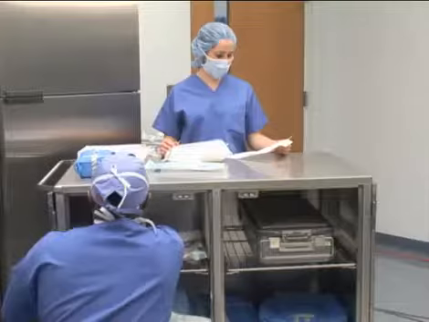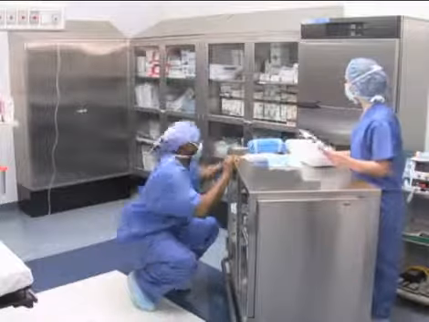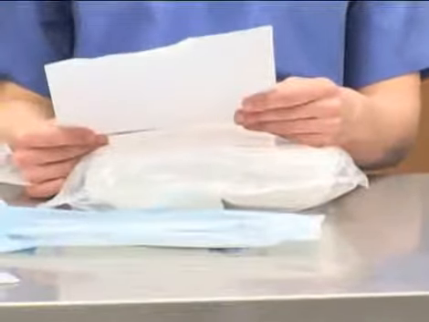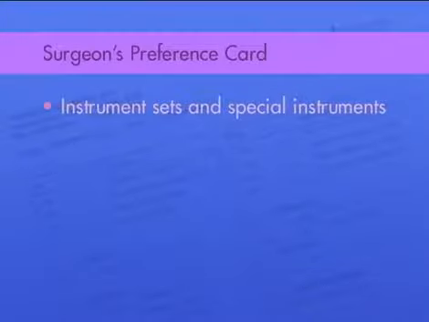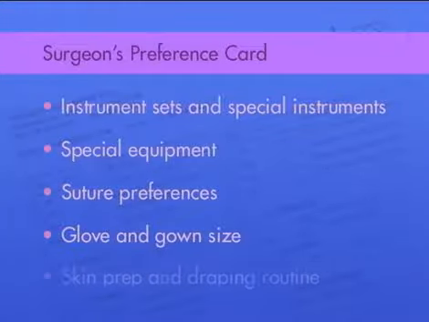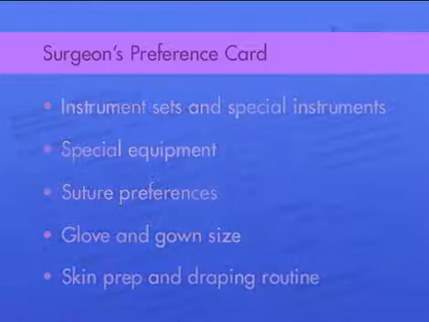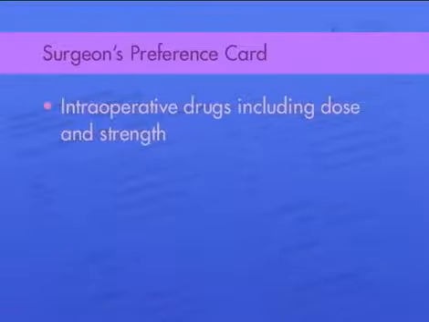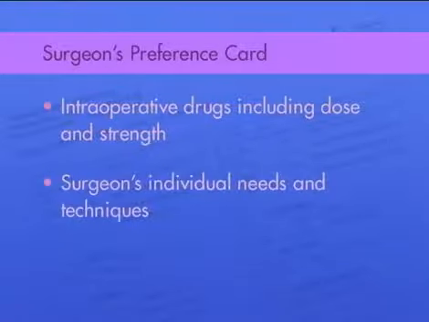Each surgeon has a card specifically detailed with his or her particular needs for the surgical procedure. Specific instrument sets, equipment, and supplies needed for a procedure are listed on the surgeon's preference card. This is where you will find data on instrument sets and special instruments required for the case, special equipment, suture preferences, glove and gown size, skin prep and draping routine, intraoperative drugs including dose and strength, surgeon's individual needs and techniques, dressings.